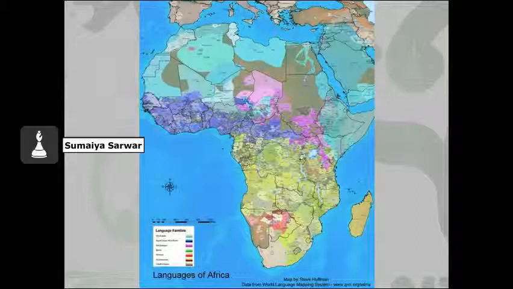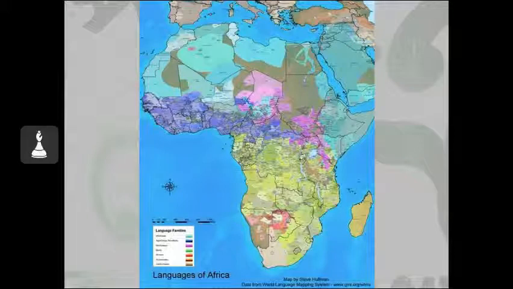In Africa, there are about 1,400 languages, but about 500 to 600 are decreasing in numbers, and 250 are completely gone.